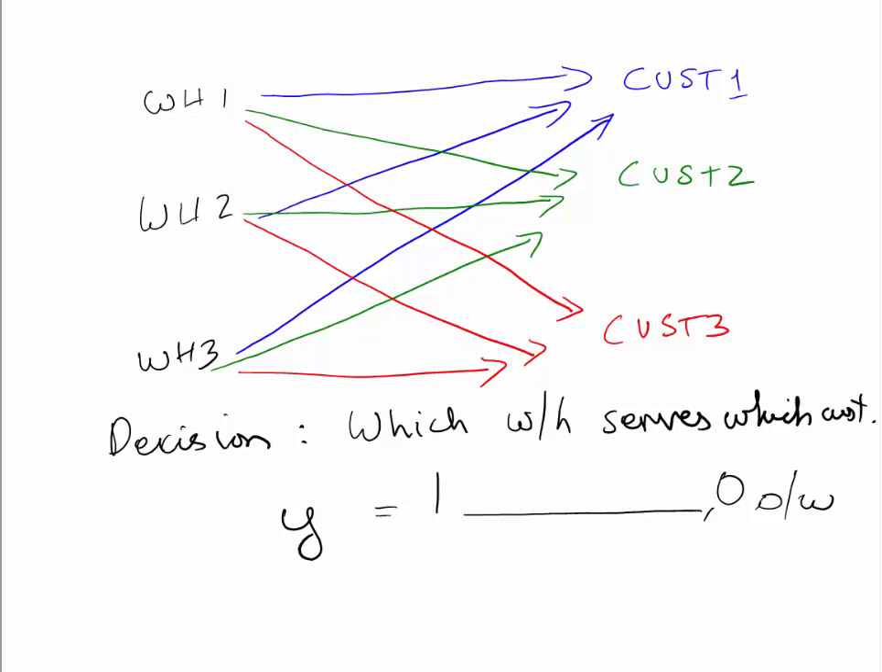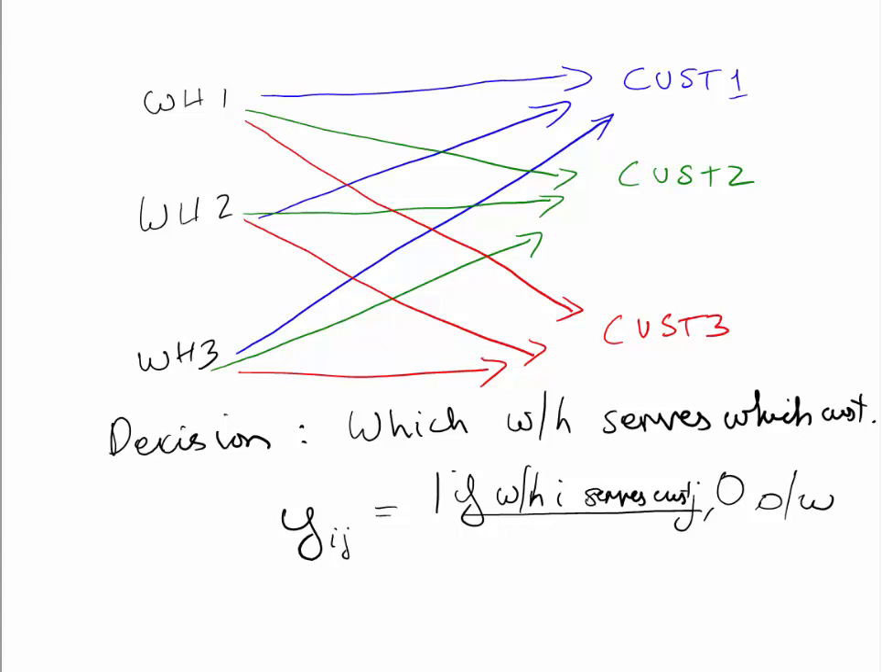Okay, so you're on the right path? Yeah? So it would be yi equals 1 if we're using warehouse i. We use warehouse i to do what? Remember? Now the subscript you mean. Yeah? So yij is equal to 1 if warehouse i serves customer j. Right? Does that make sense?